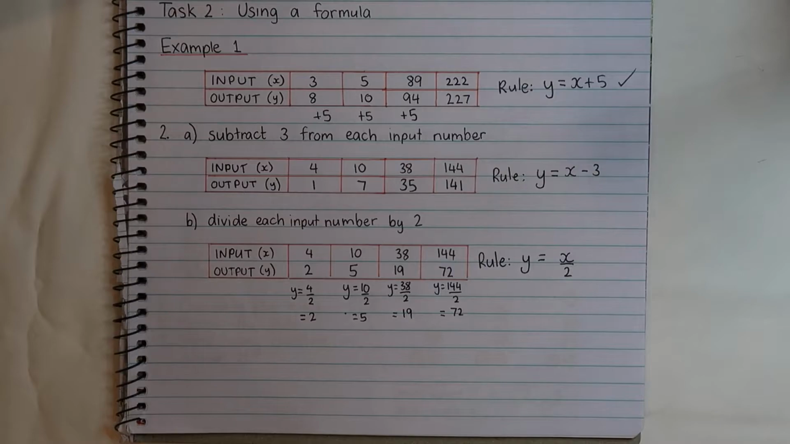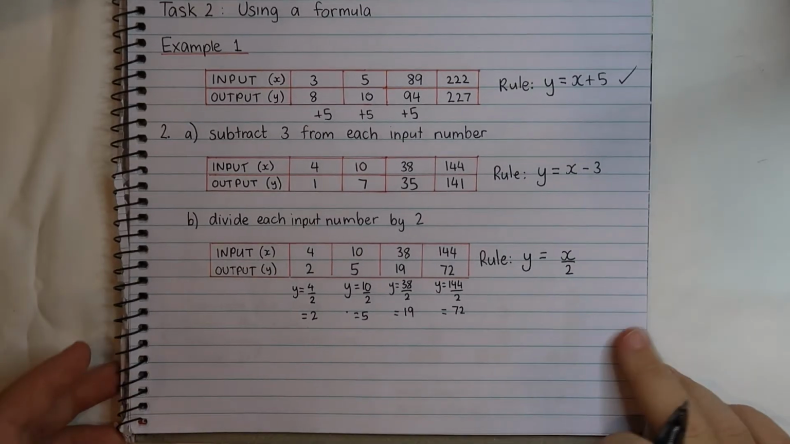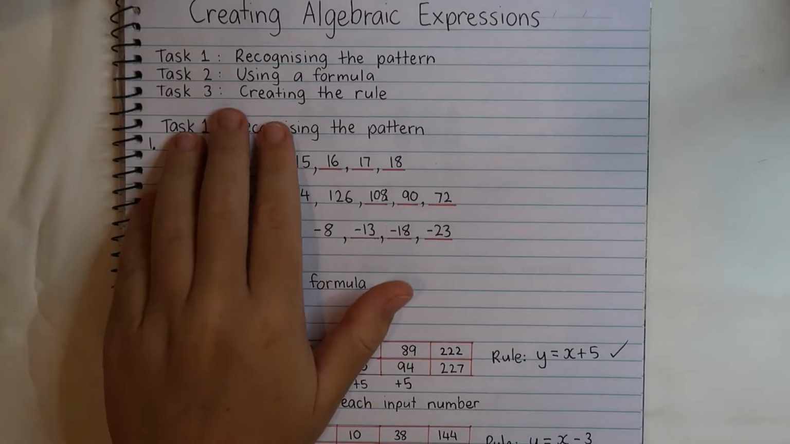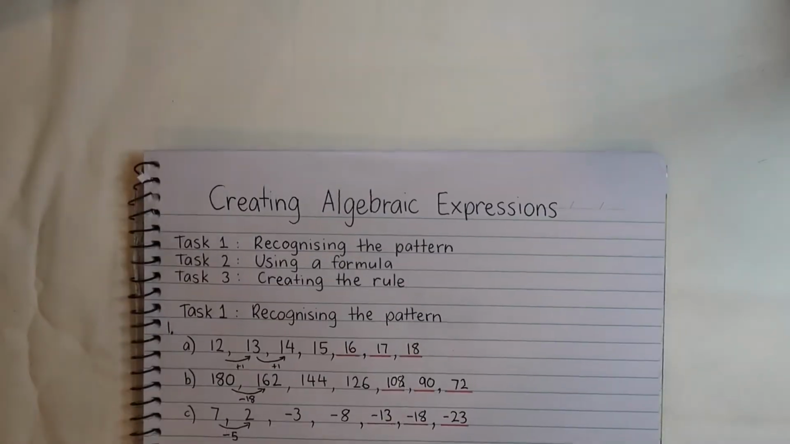So rather than finding the input or output for our tables, we could be given a visual pattern where we have to develop our rule. So let's move on to task 3, creating the rule.